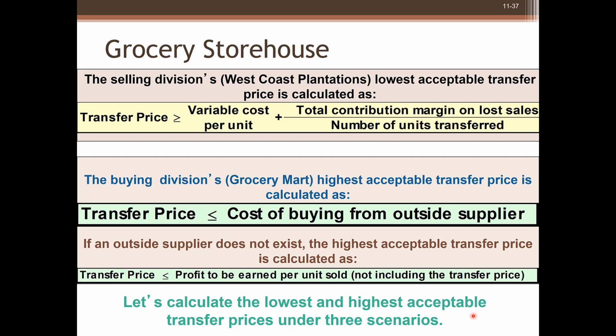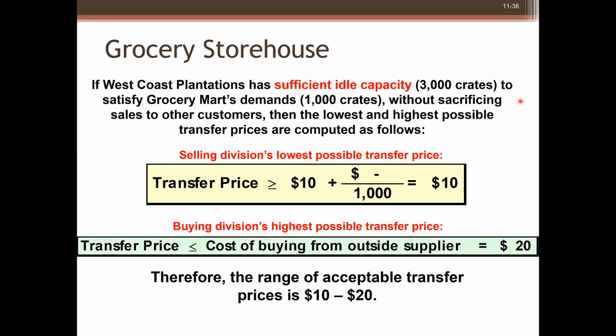Now, let's take a look at lowest and highest acceptable transfer prices under three scenarios. The selling division has idle capacity, has no idle capacity and has some idle capacity. If West Coast Plantations has sufficient idle capacity, 3,000 crates, to satisfy Grocery Mart demands, 1,000 crates, it will not have to sacrifice any sales to regular customers. Then the variable cost per unit of $10 becomes the lowest acceptable transfer price.